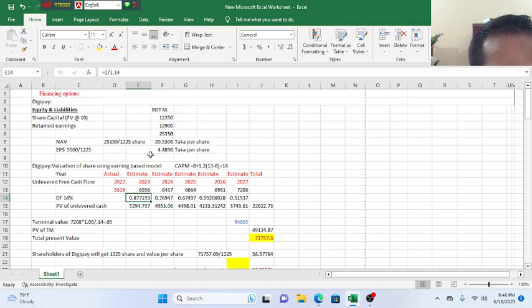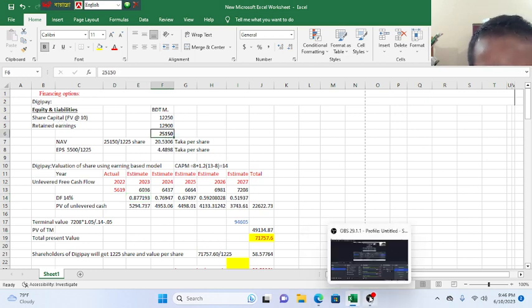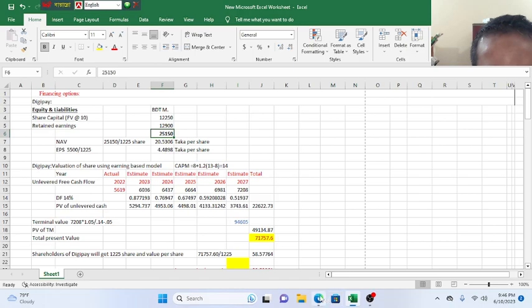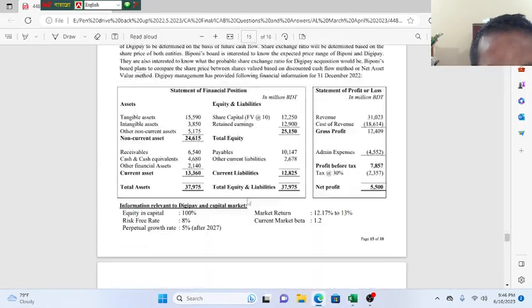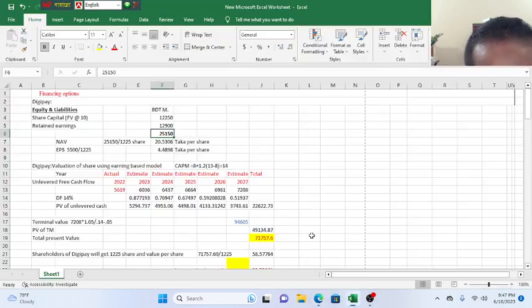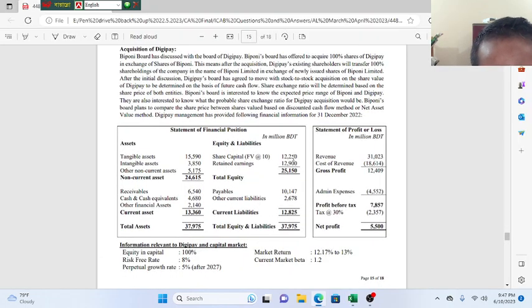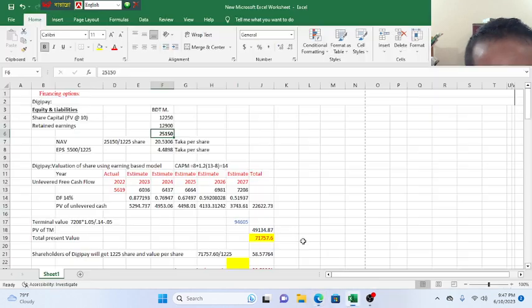Equity and liabilities, this is from page number 15. The question is this, and we have picked up the figure, and this is NAV using 25,150 and 1225 shares, there 1225. This is 12,250 divided by 10, face value is 10. So their NAV is 20.53 taka per share.